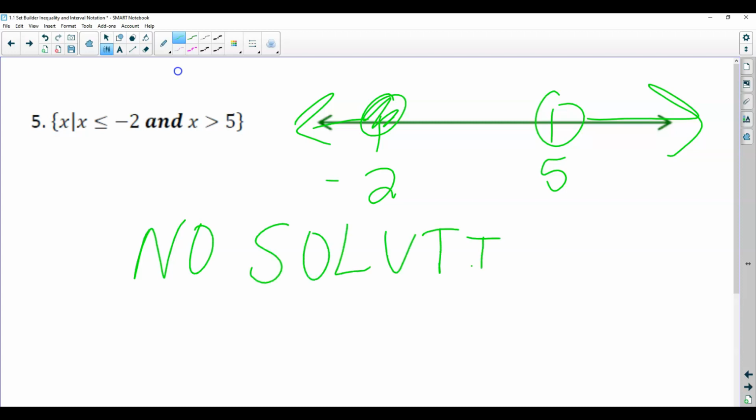There is no such number that's less than -2 and greater than 5 at the same exact time. If you're lazy like I am, you can just draw that. Do y'all remember what that means? Yeah, we call it the empty set. You can just write that. That's cool. That means no solution.